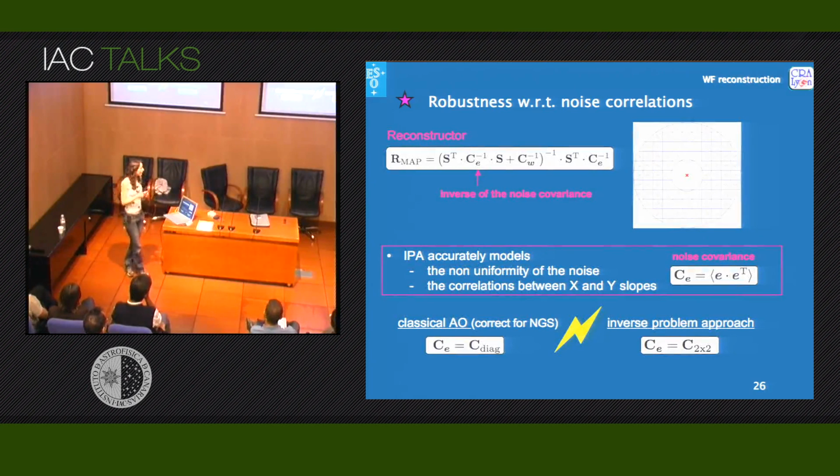So the idea of the inverse problem approach here is to model this non-uniformity and correlation inside the noise covariance matrix, which has not been done so far when we used a laser guide star. We did it like for a natural guide star, considering that it's uniform and uncorrelated. So it only changes the noise covariance matrix, from a diagonal matrix to a block 2 by 2 diagonal matrix. So it's really nothing inside the instrument.